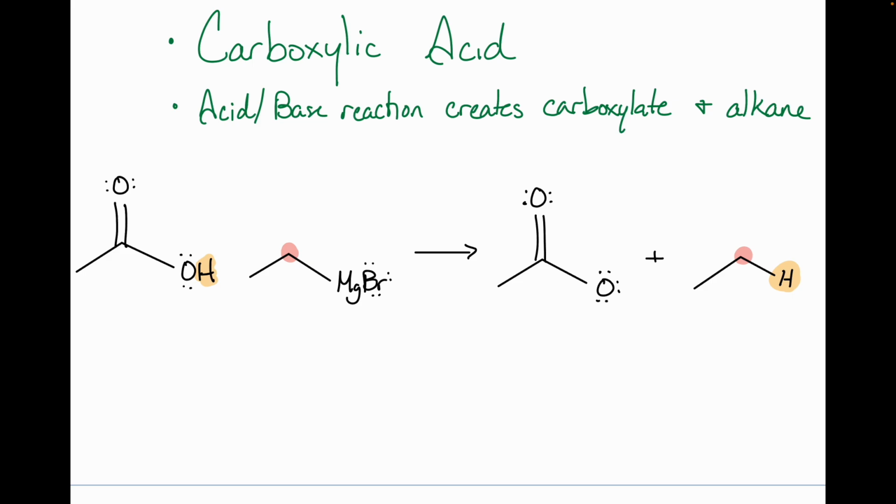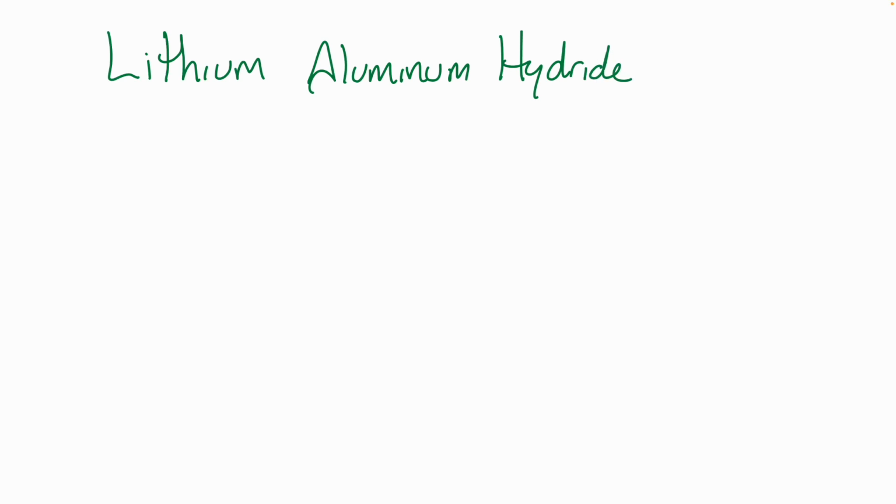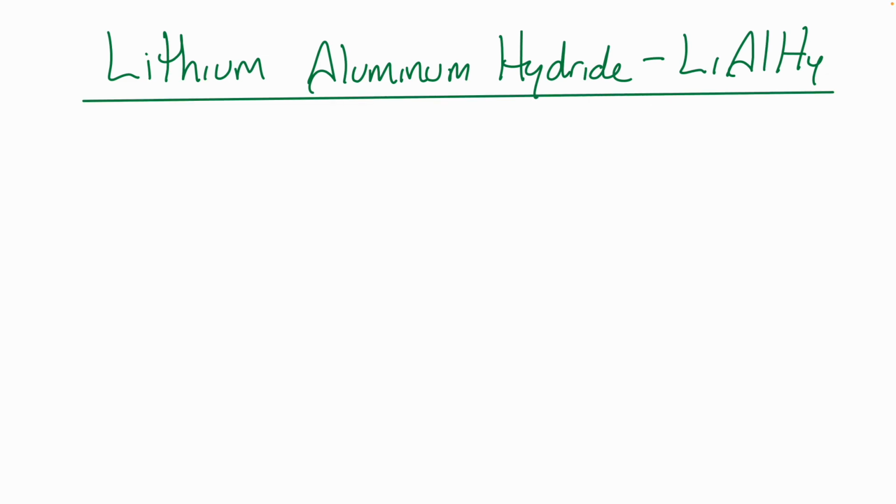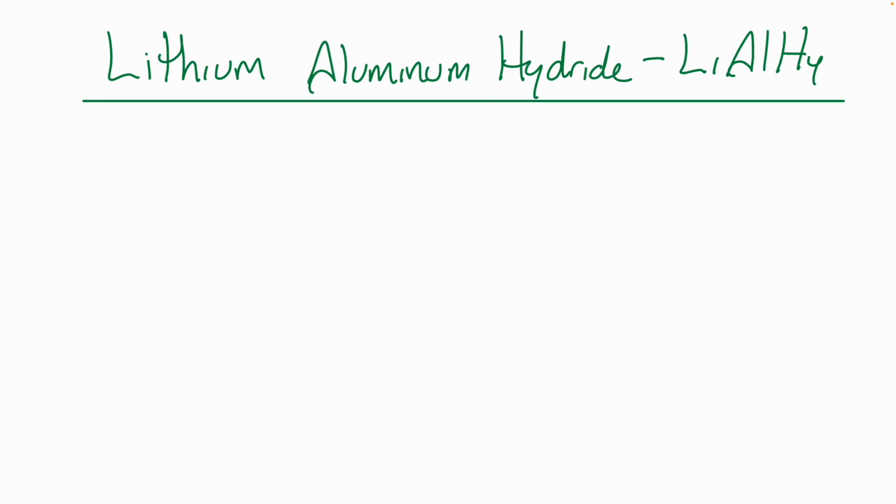Cool. So we talked about how Grignards react with our carboxylic acid derivatives. Now we're going to look at lithium aluminum hydride. And what we want to remember about lithium aluminum hydride is that it is a reducing agent.